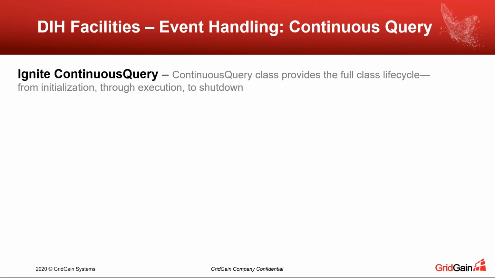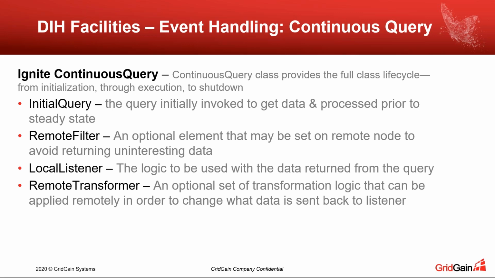And then continuous queries. This is the feature that we're going to talk about today. This is a feature-rich facility that enables you to define an initial query to figure out what you're interested in, a remote filter to enable you to optionally decide whether you want the data to come back to you, to the local listener where the logic is stored. And there's support for a remote transformer to allow you to have some logic so that the remote node can take the data and transform it before delivering it to you and your local listener.